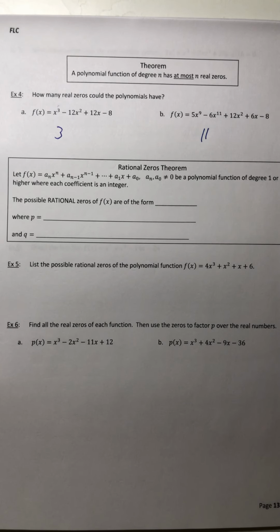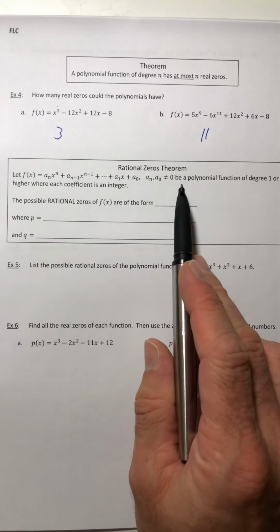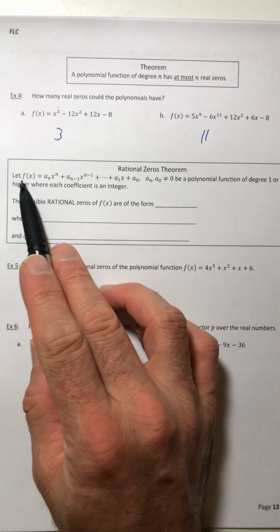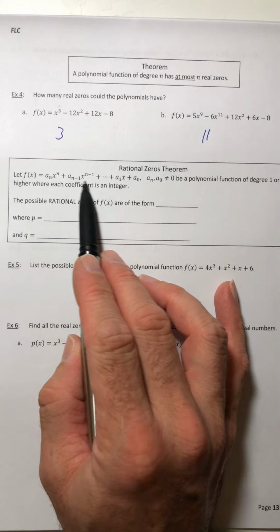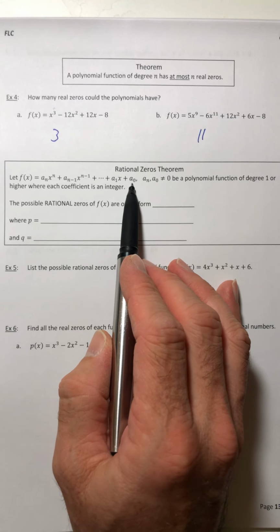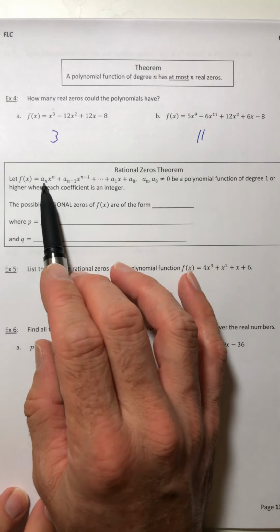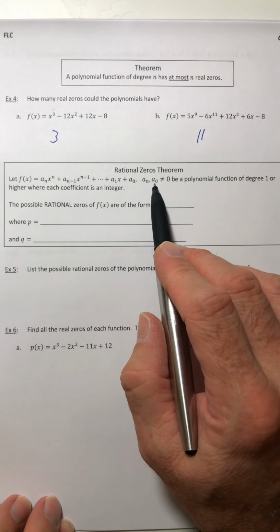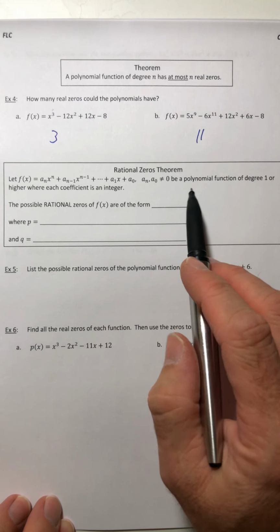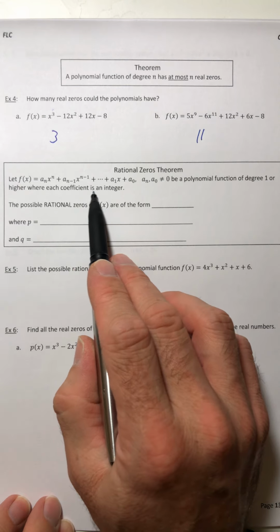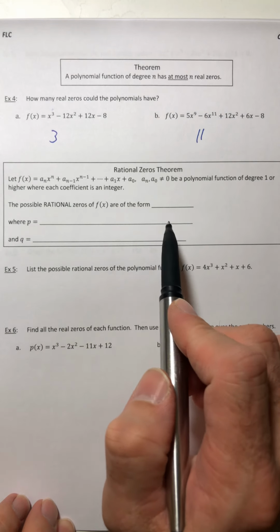Well, let's see how this creature, the rational roots theorem, works, and first let's see what it is. So here's your polynomial in generalized terms. Remember that big old definition from 4.1? Well, here it is again, but the first term and the last term are not zero. So it's a polynomial of degree 1 or higher where each coefficient is an integer.